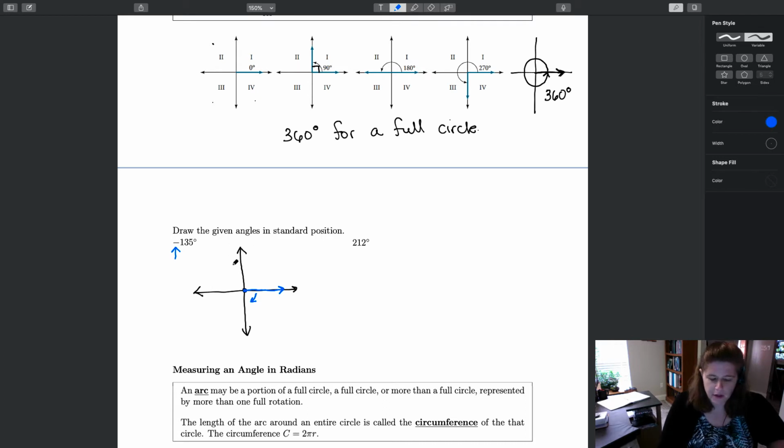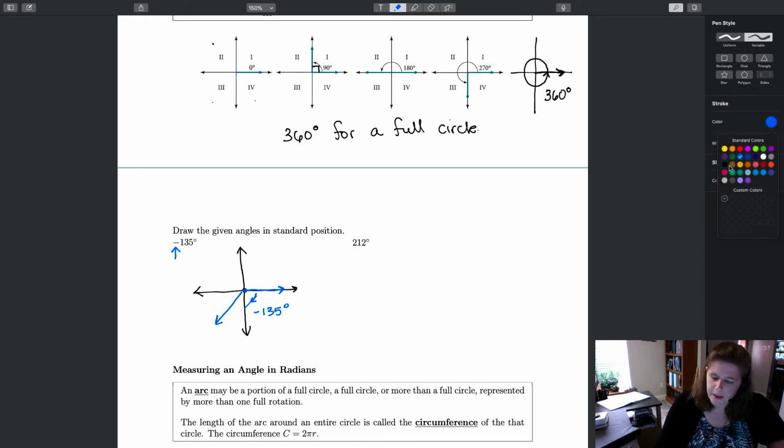Now I need 135 degrees, so if I were to go one full quadrant, that's 90. 2 quadrants is 180, so I'm beyond the first quadrant turn and into the second. So I'm going to pen that in right around here. Remember, we're moving in this direction. So here we have a negative 135 degrees approximately.